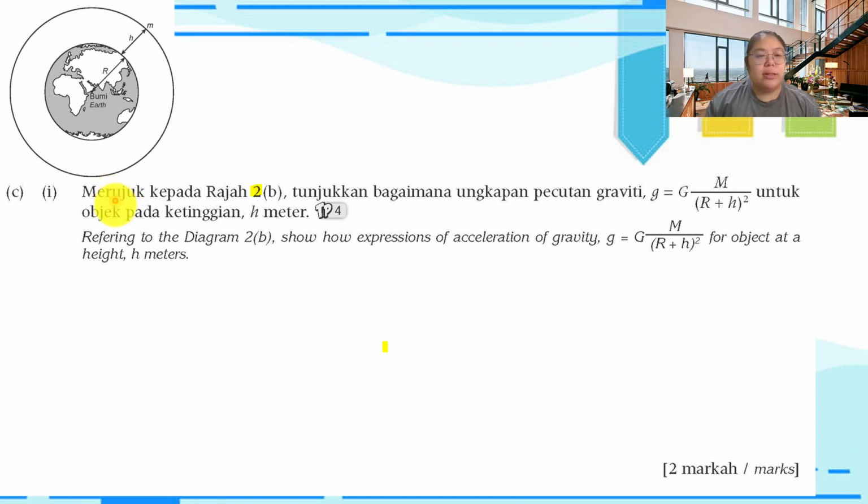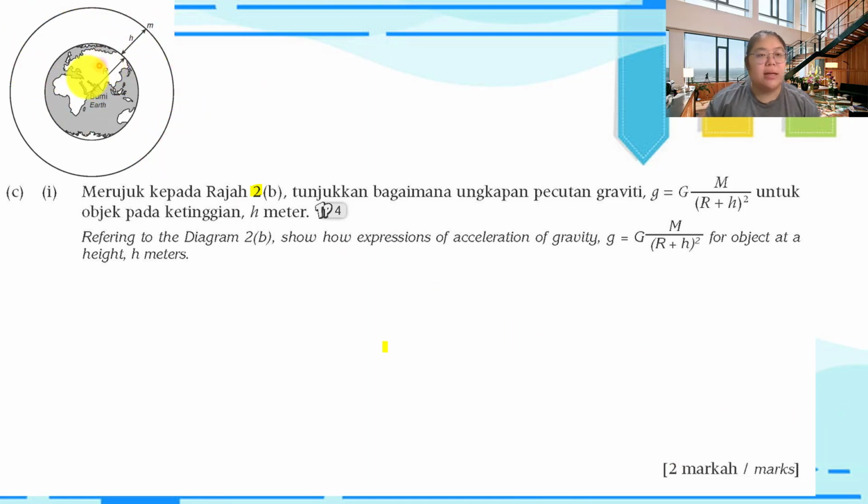Okay, now we go and see the question. Refer to diagram 1B. Actually it's a 1B, I think that's the problem of the question. Show how the expression of the acceleration g equals this formula. We want to prove, okay, we get this equation. So just now it was R, is it? This one has one more H, so you can refer to the diagram here.